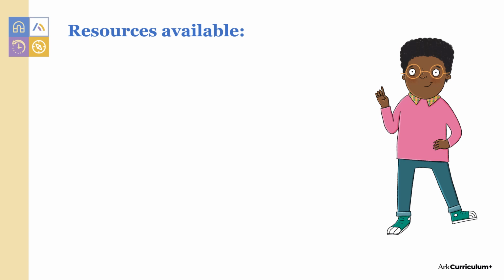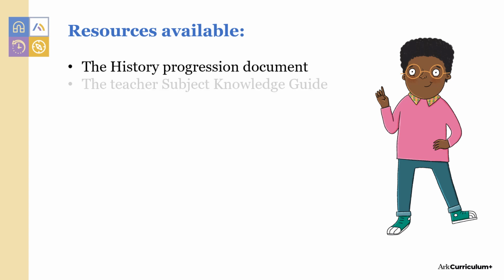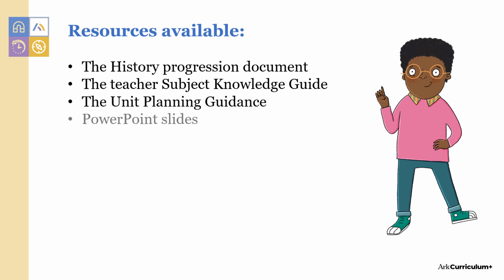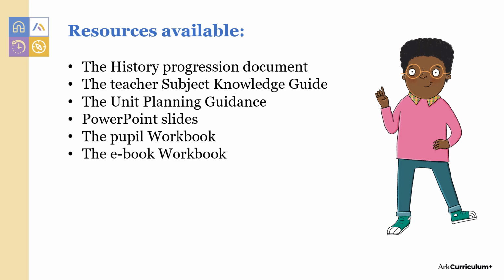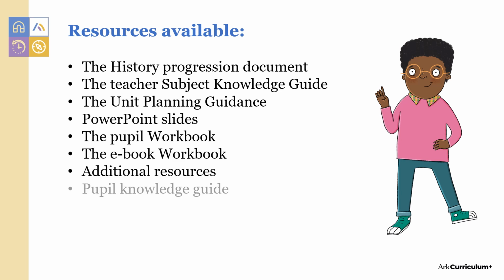The resources available on Oxford OWL are the History Progression document, the Teacher Subject Knowledge Guide, the Unit Planning Guidance, the PowerPoint slides for every lesson, the People Workbook and the eBook Workbook, additional resources that go alongside some lessons, People Knowledge Guide, posters, and Discovery Box cards.